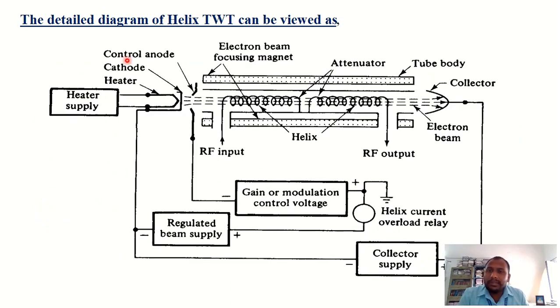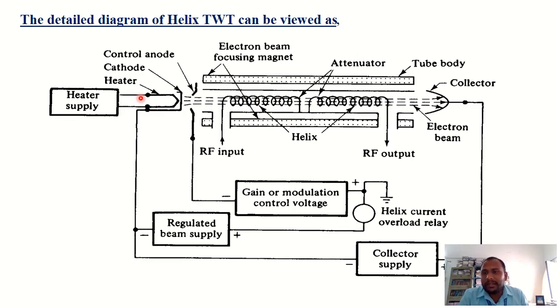Let's see the detailed diagram of the helix traveling wave tube. It contains gun supply and slow wave structure. So part 1, gun supply, and the second main part is slow wave structure. See here, helical type of line or helix line is used as a slow wave structure, okay, and which is focused by the 2 magnets, and exactly at center of the helix there is an attenuator.